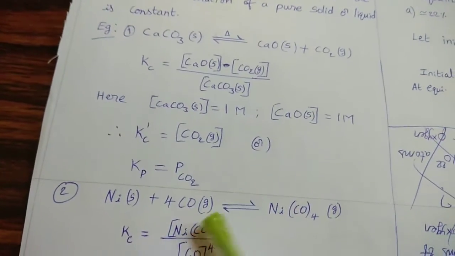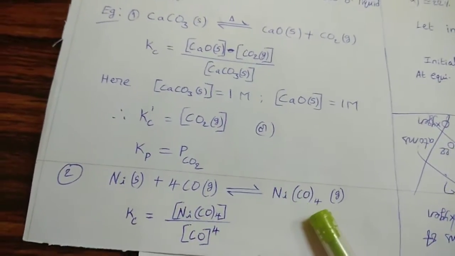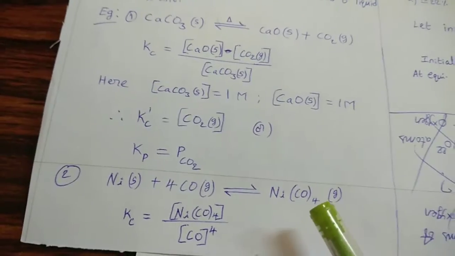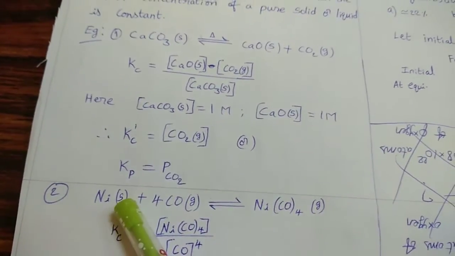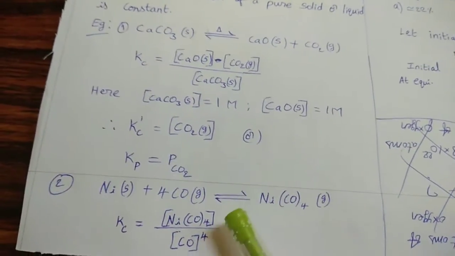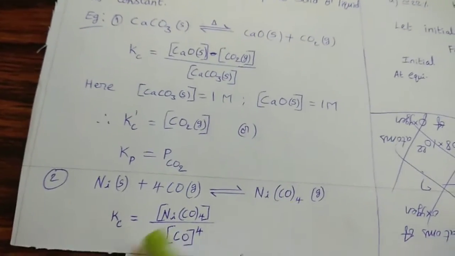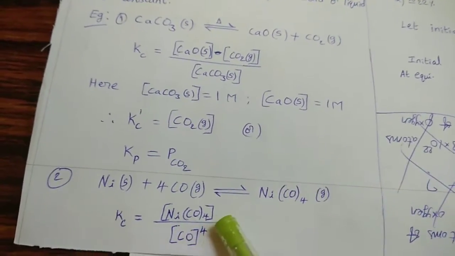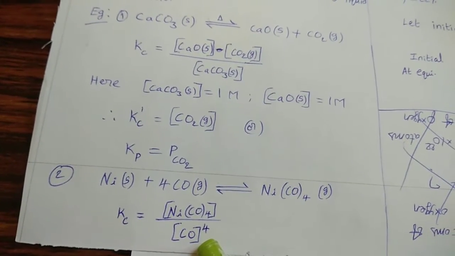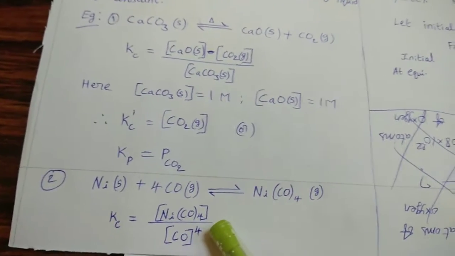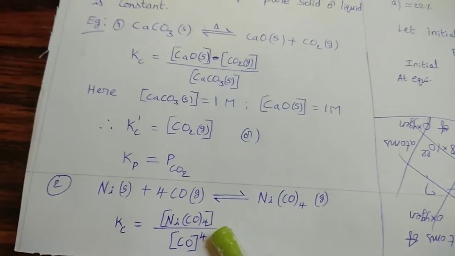Okay, see the next equation: nickel plus 4CO gives rise to Ni(CO)4, nickel tetracarbonyl. Here nickel is solid, so we have to consider only liquids and gases. Here Kc equal to [Ni(CO)4] divided by [CO] power 4.